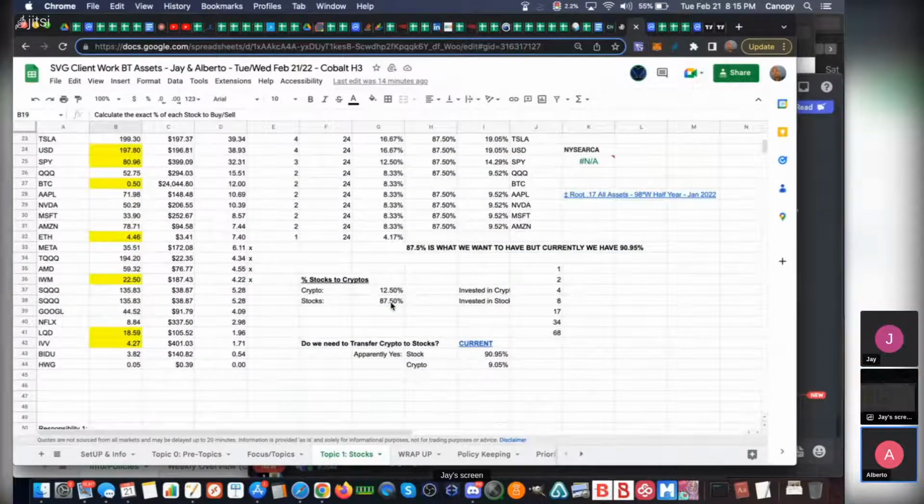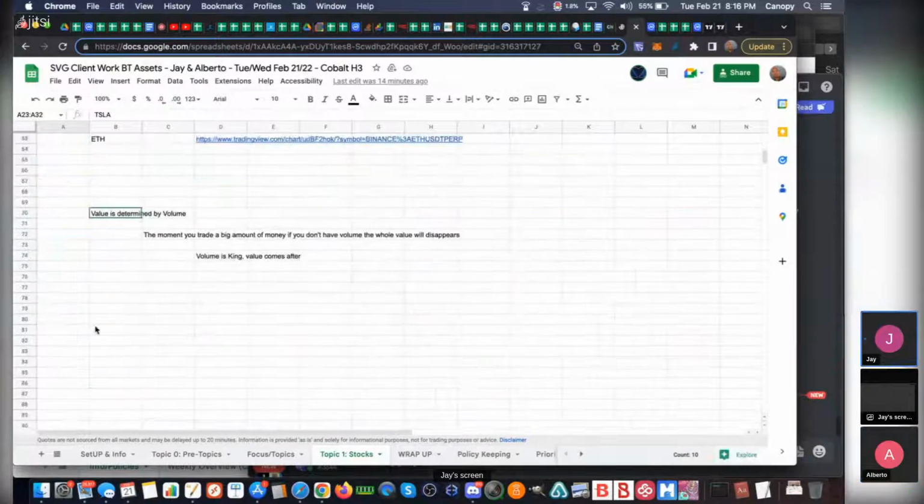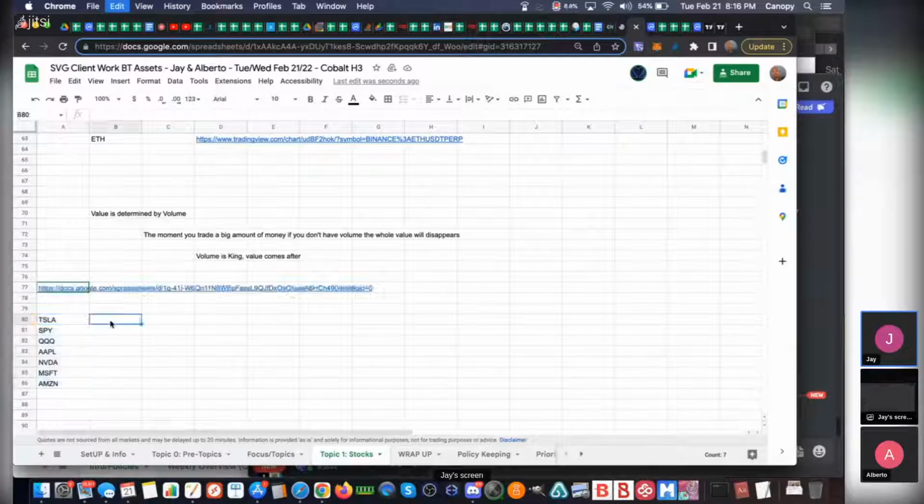You want the stocks that we have? Yeah, so it's just going to be these top ones. Except obviously we're going to skip Bitcoin and we're going to skip Ether. US dollar also is not applicable. So we basically have Tesla, SPY, QQQ, Apple, NVDA, Microsoft, and Amazon. Those are the stocks, and we just want to make sure we have the links to the chart.